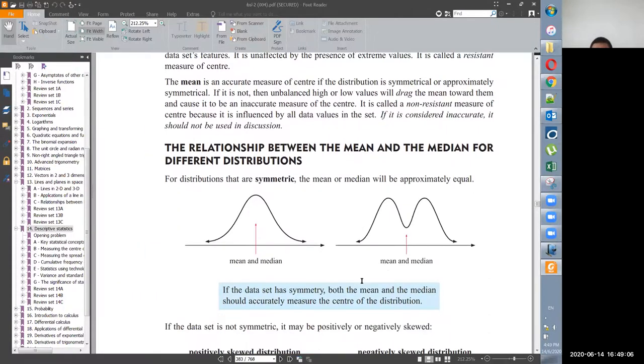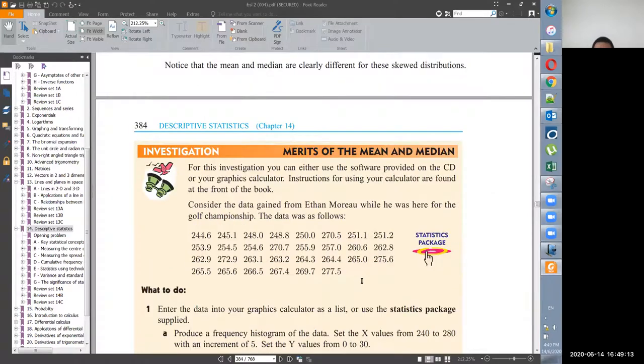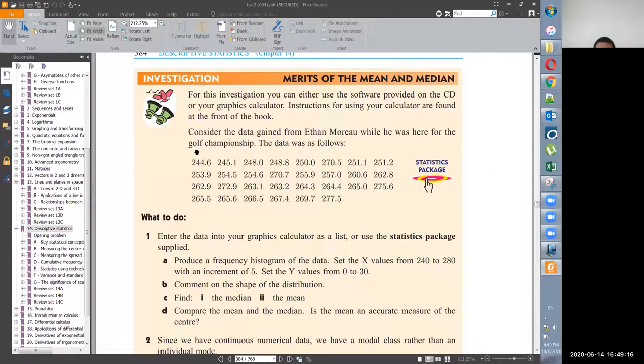So let's look at a question. All right. So this is a question here. It says this is the data gained from the golf championship, and the data is as follows. Enter the data in the graphic calculator to a list and use the statistics package supplied. You can actually make use of your graphical calculator and get all this done in seconds. So get this into the graphical calculator, you can produce a frequency histogram easily. Okay, and then comment on the shape of the distribution.